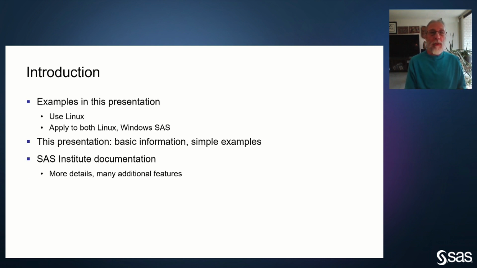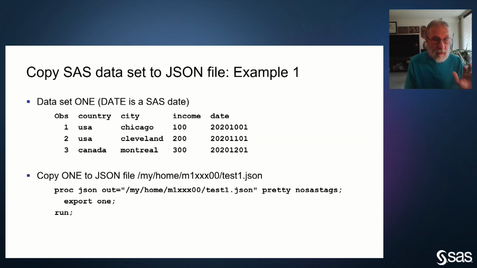We're going to demonstrate with Linux, but everything I do here applies to both Linux and Windows SAS, and we're going to use basic information and simple examples. The documentation from SAS has much more. So let's start by showing how to copy a SAS dataset to a JSON file. Here's a very small SAS dataset with just 4 variables and 3 observations. Date is a SAS date variable, which we're showing in a formatted way here.